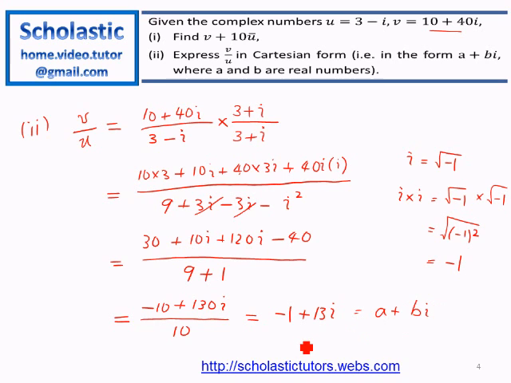In this case, a is equal to negative 1 and b is equal to 13. That is the answer to the second part of the question.